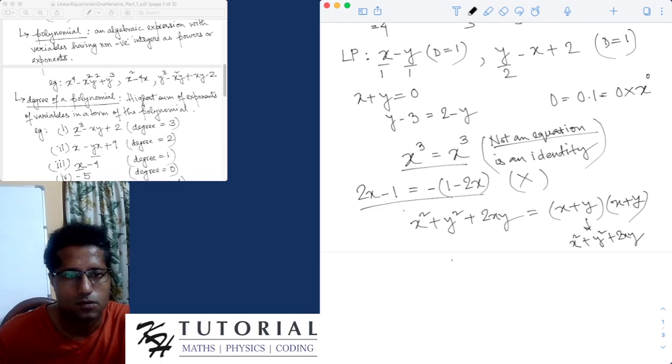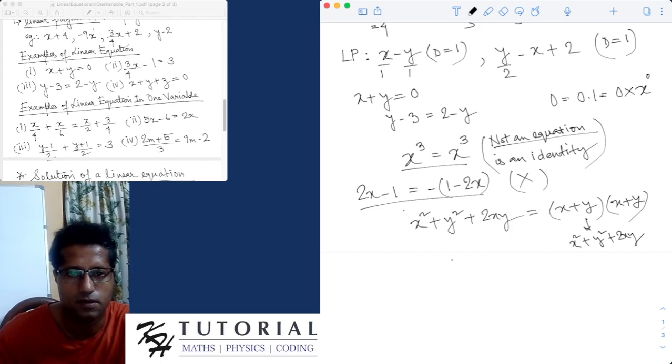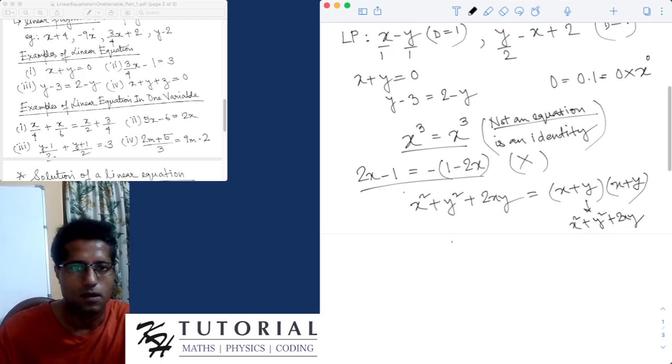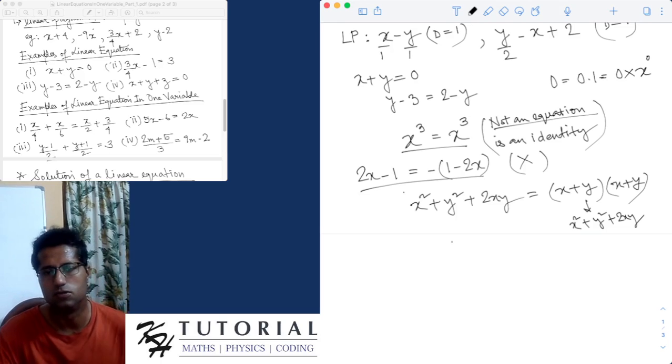Okay, so now we saw examples of linear equations. A linear equation is of the form LHS equals RHS, where both LHS and RHS are linear polynomials.